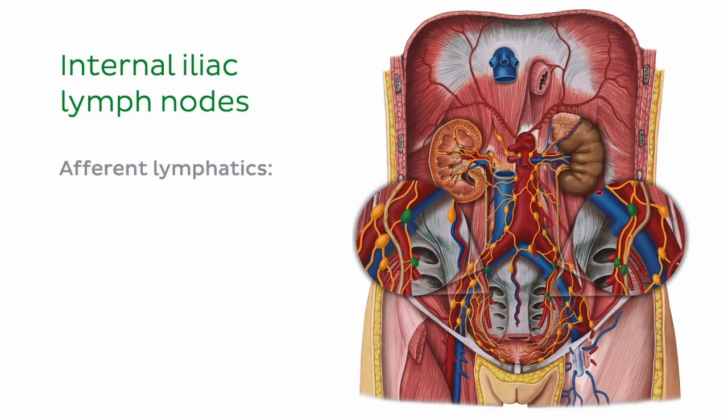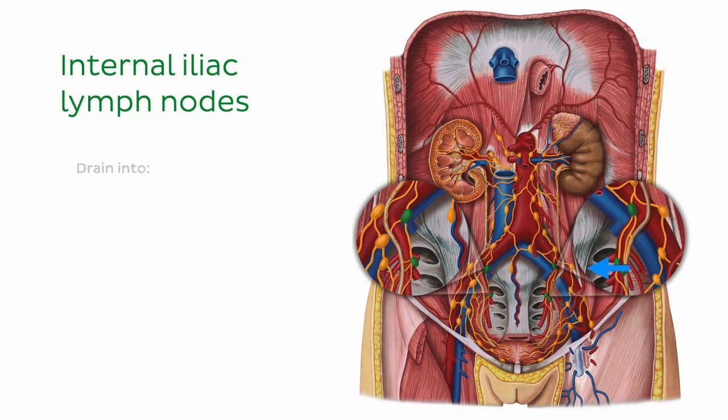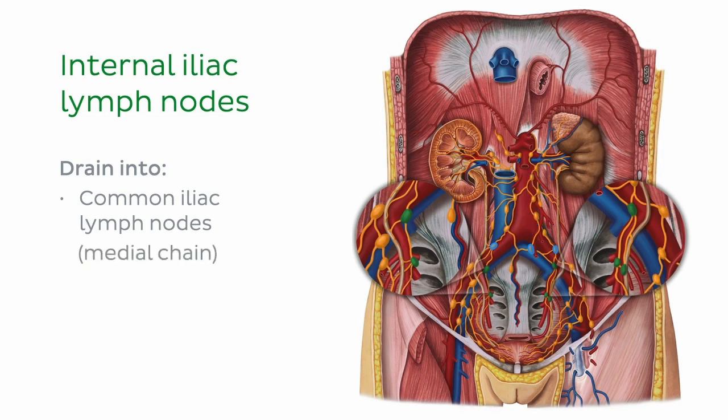They receive afferent lymphatics from many of the pelvic viscera and deeper part of the perineum, in addition to the superior half of the rectum and gluteal region of the lower limb. Like the external iliac lymph nodes, the internal iliac lymph nodes also drain into the common iliac lymph nodes, primarily into their medial chain.